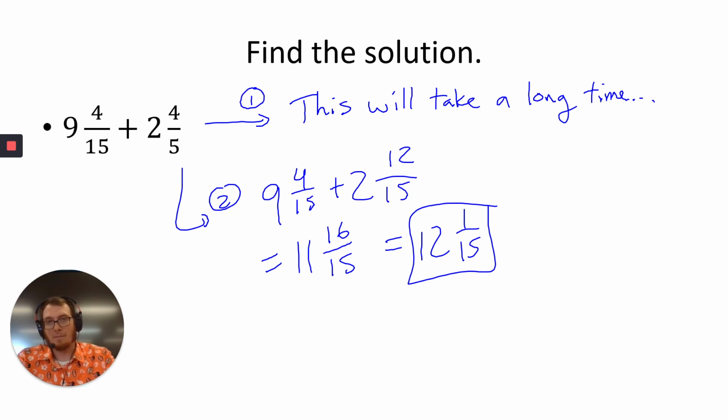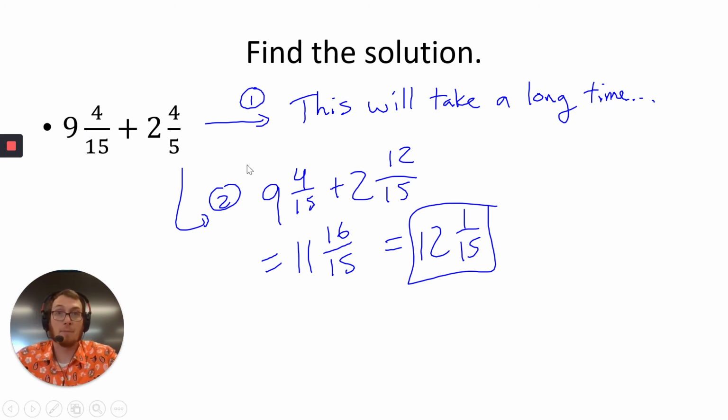Okay, the next one. Here's the downfall of the improper fraction method. The reason that it worked well in elementary school and in previous classes is because you didn't have very high numbers in terms of denominators. Well, you're going to start getting higher and higher numbers. So if you look here, we have 9 and 4/15. It's going to take you a really long time to figure out what 9 and 4/15 is as an improper fraction. And then make 2 and 4/5 into an improper and make it out of 15.